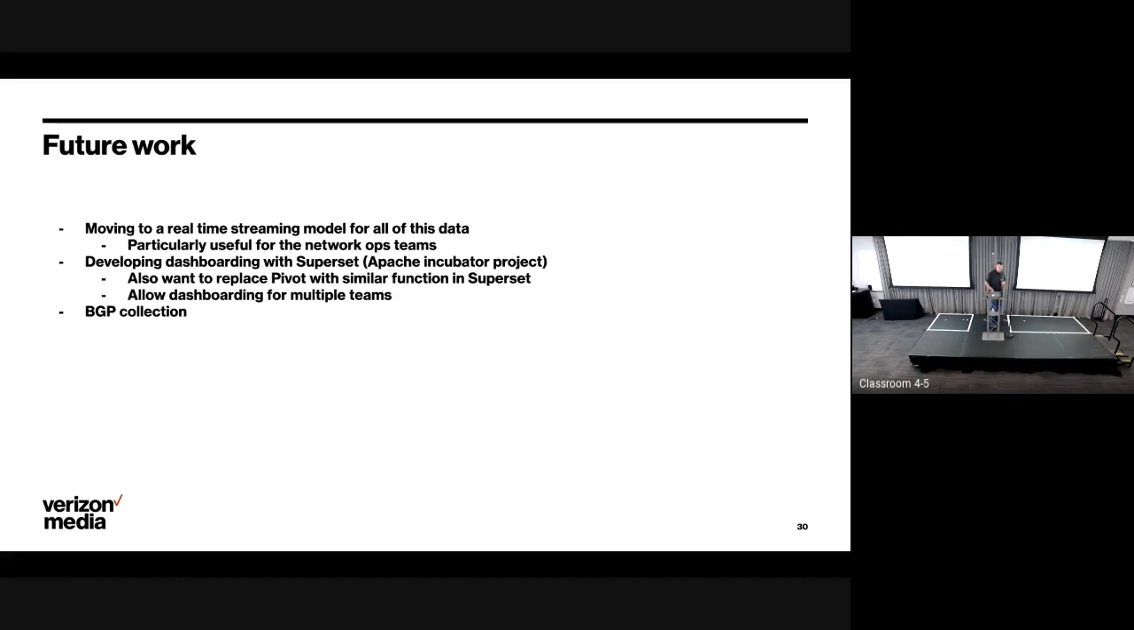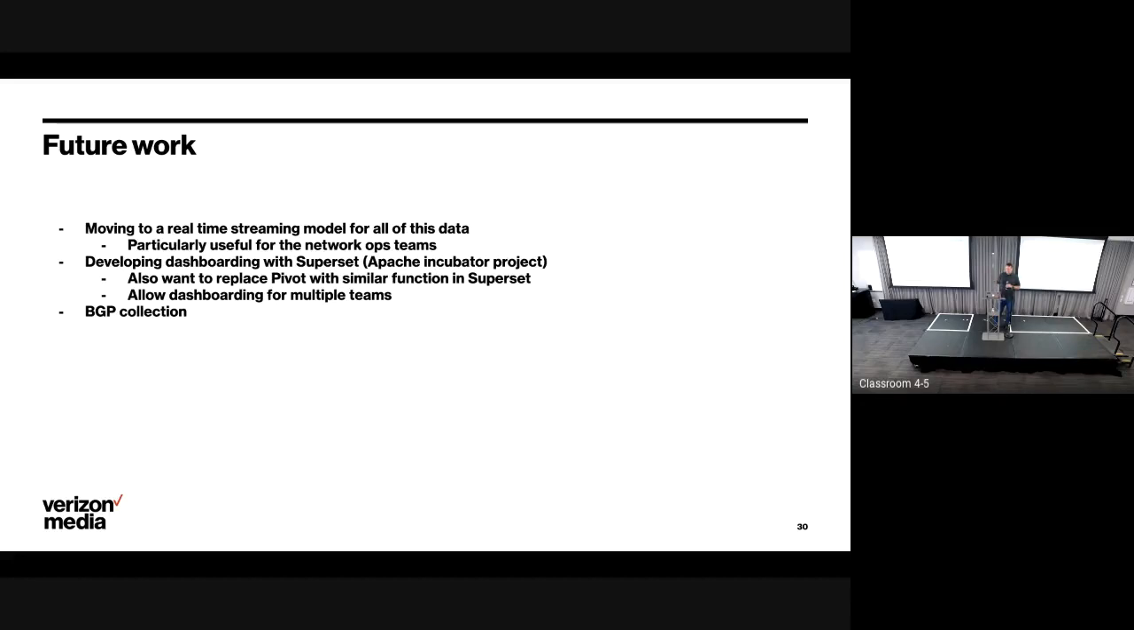Some of the future work we're looking at. Currently, these are being done in a 24-hour batch job. We get all the data in 24 hours, and we create these reports. We want to get into more real-time, having real-time data coming in, particularly into the Druid cluster. It's going to provide real-time access for our networking team, so they can start digging in right away.